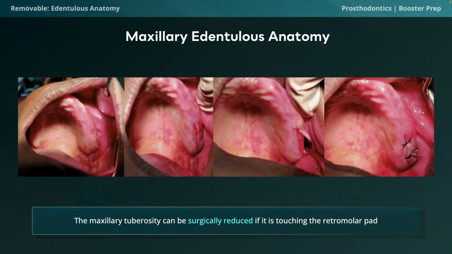The last point I want you guys to remember concerns the maxillary tuberosity. When it comes to the patient's anatomy, the maxillary tuberosity can sometimes come into contact with the retromolar pad. When this happens, it needs to be surgically reduced prior to the denture fabrication process.